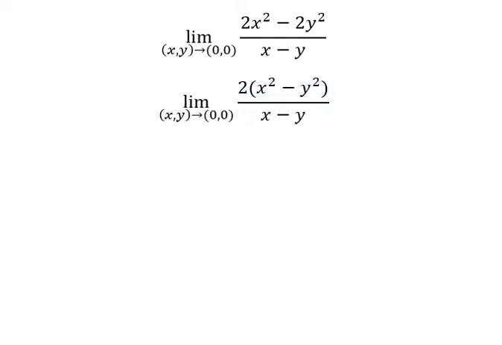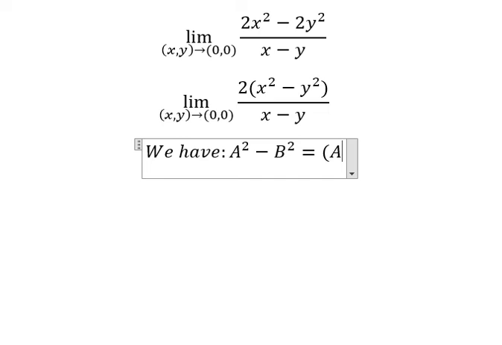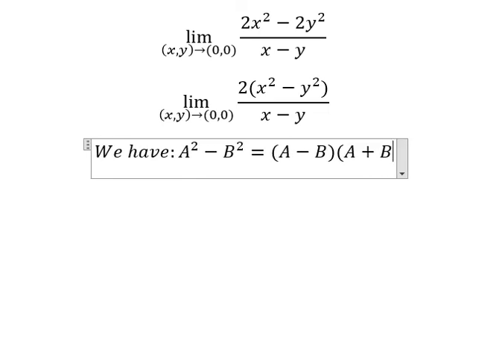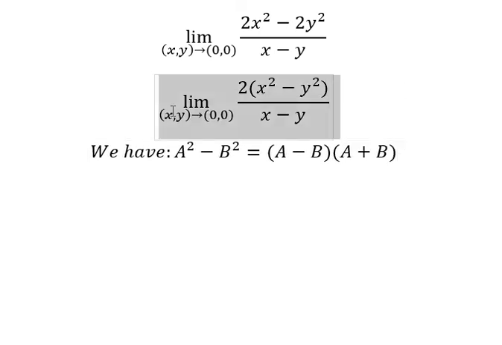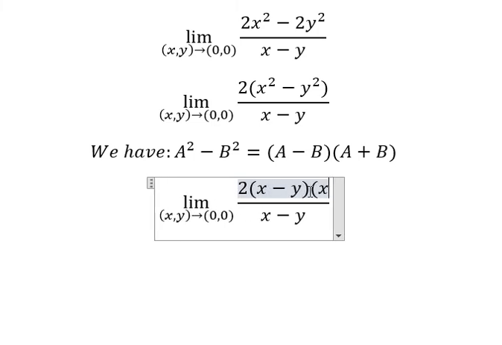Next we have the formula in here. a squared minus b squared equals (a minus b)(a plus b). So this one we change to (s minus y)(s plus y).